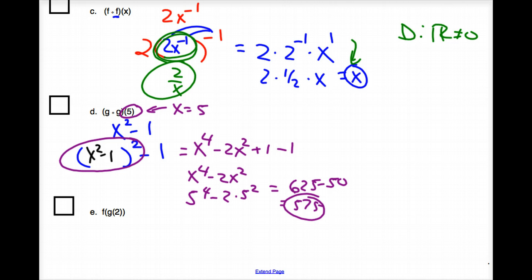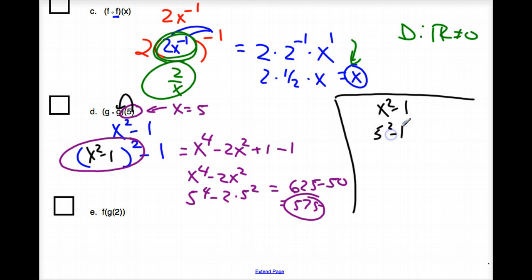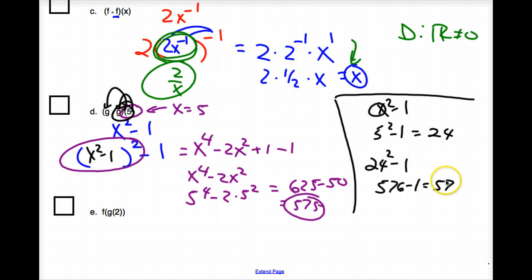The other way to get it is to just simply take 5 and plug it into g. So my g is x squared minus 1, so I'm going to plug in 5. That gives me 24. 25 minus 1 is 24. And then plug that answer into, well, it's a g again. So I'm going to take 24, plug that in for x, right here, and evaluate that. That'd give me 576 minus 1, which is 575, just like we got here.